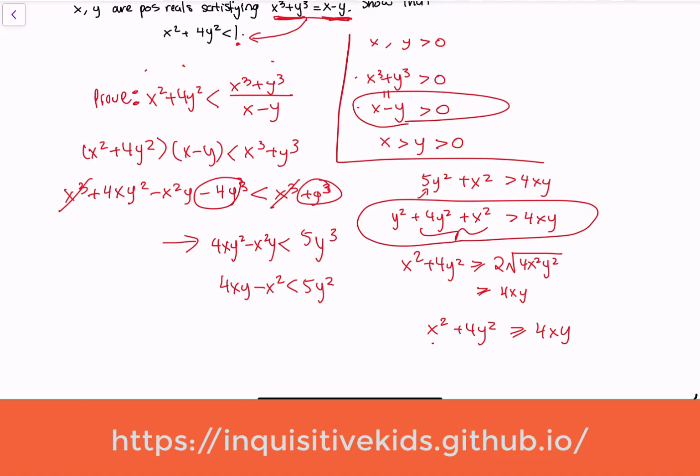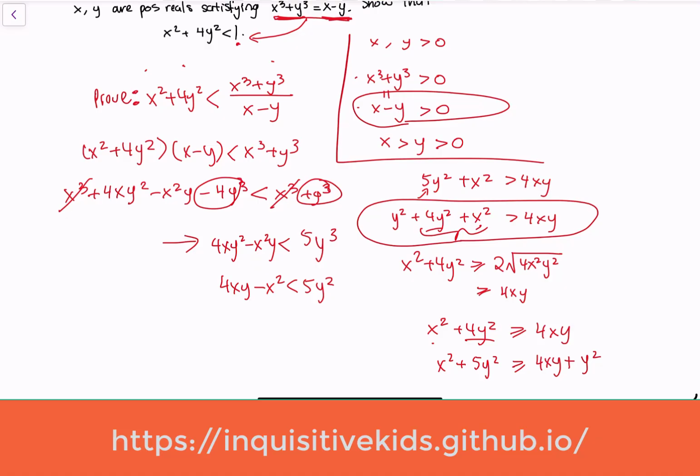Right now we have the x squared and the 4y squared, but we still have to add on a y squared. So if we have the x squared plus 5y squared, we're going to add on the y squared, is greater or equal to 4xy plus y squared.